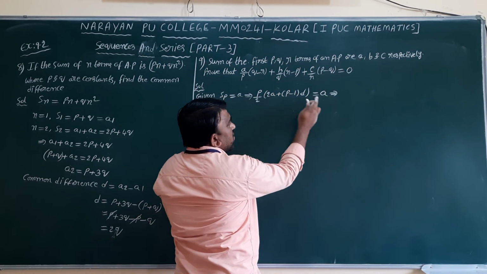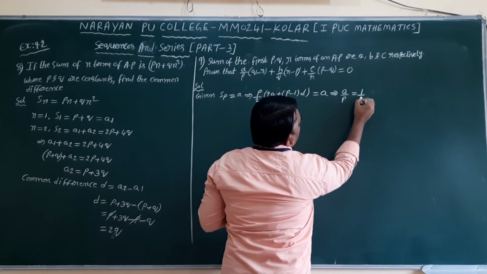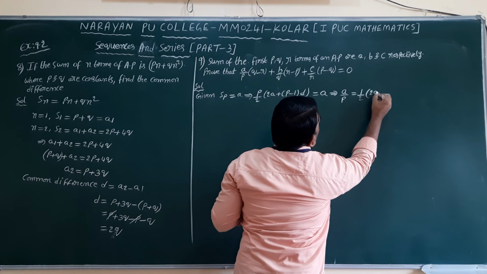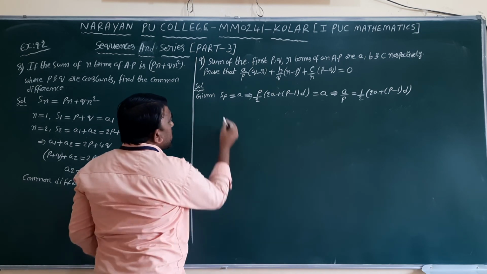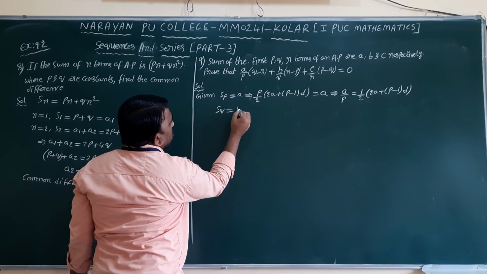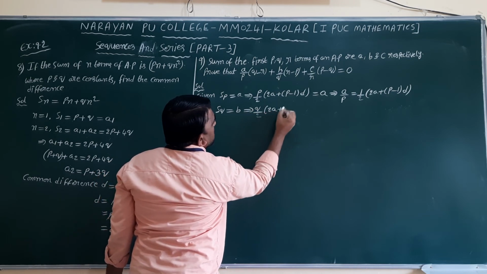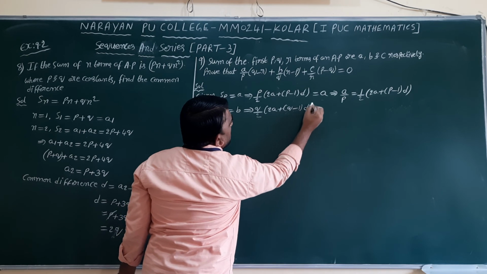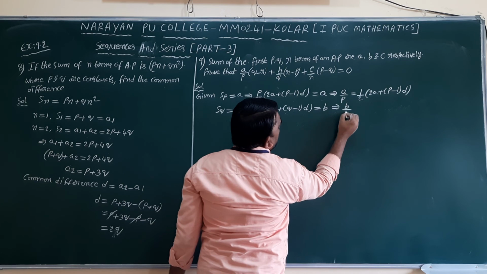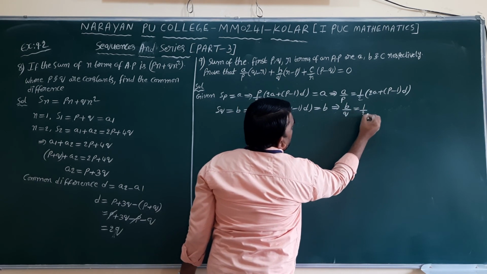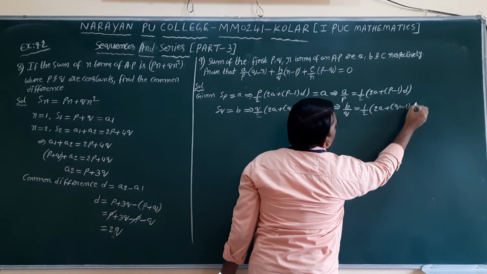Here, dividing, A by P equals 1 by 2 into 2A plus P minus 1 into D. In a similar manner, SQ equals B implies Q by 2 into 2A plus Q minus 1 into D, that implies B by Q equals 1 by 2 into 2A plus Q minus 1 into D.